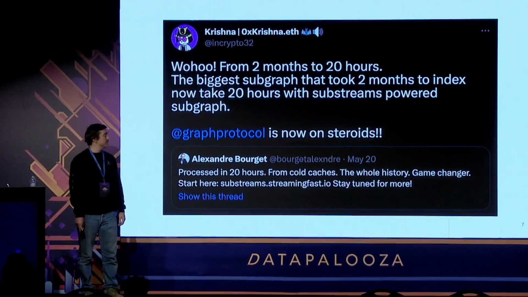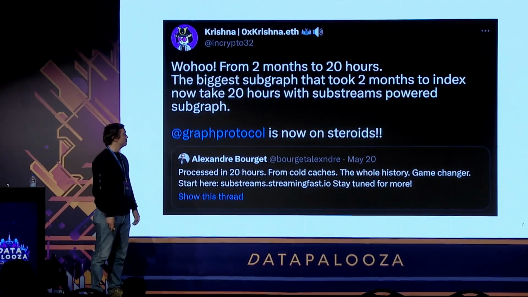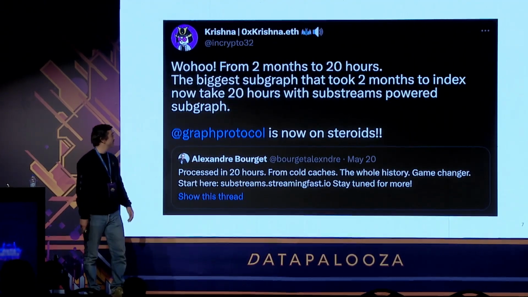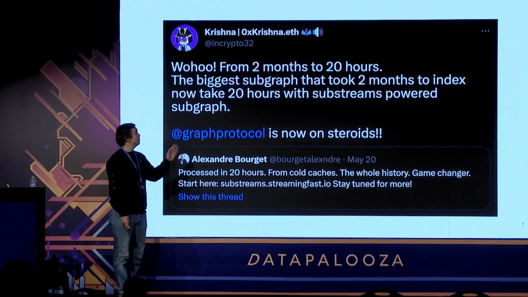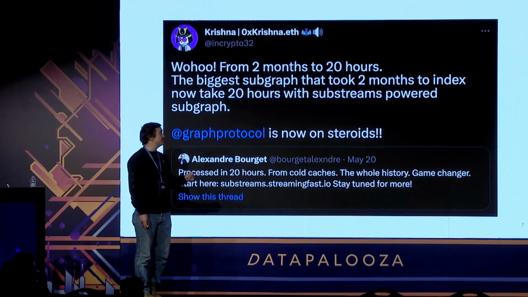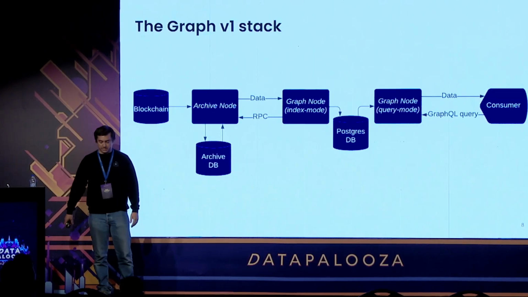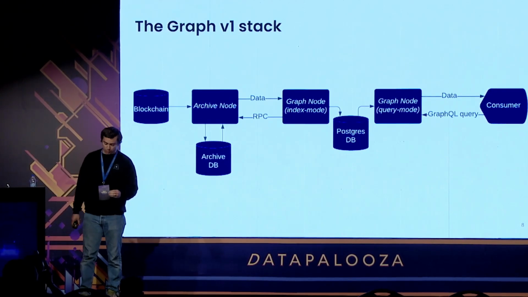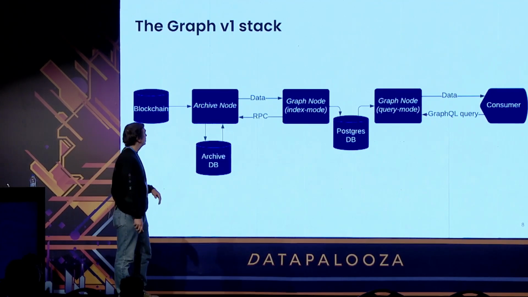And so the graph is an evolving protocol. We got a bunch of core developers trying to solve these problems and make the graph more performant. So the Streaming Fast team developed a technology that basically took that 2 months syncing time down to 20 hours. And so this core tech is going to be one of the core pieces that we're talking about here, basically the rest of this presentation.